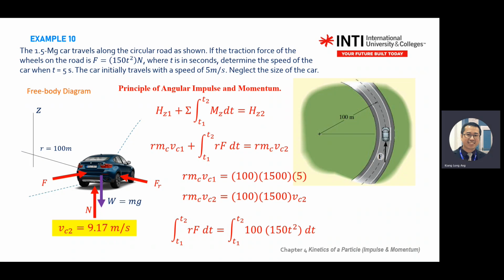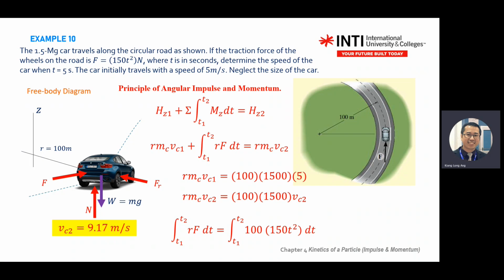Time is given as 5 seconds. So 0 to 5. You integrate, you rearrange, solve the equation, and you get the velocity. He asks you to find the velocity after 5 seconds. 9 point something meters per second. Okay. This question can also be solved by the chapter 2 equation.